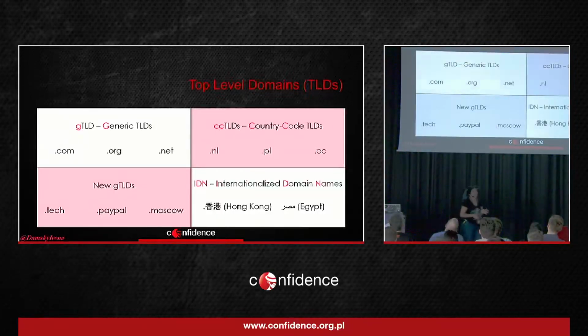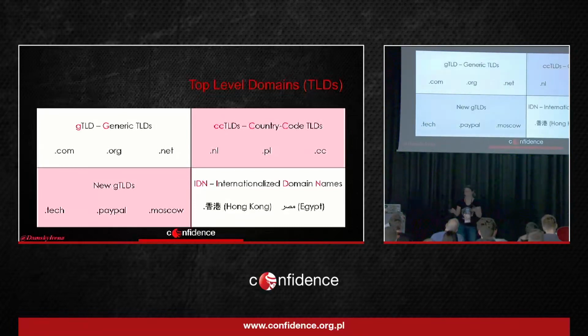Let's talk about TLDs. GTLDs, the generic TLDs, the ones that we all know and love, are .com, .net, .edu, and have been with us forever. And a few years ago, new GTLDs were introduced, stuff like .tech, .paypal, .moscow. You can actually register a TLD for your business. So for example, PayPal might one day register .paypal. And when I say one day, it takes about 2 years currently to approve a new TLD with ICANN.